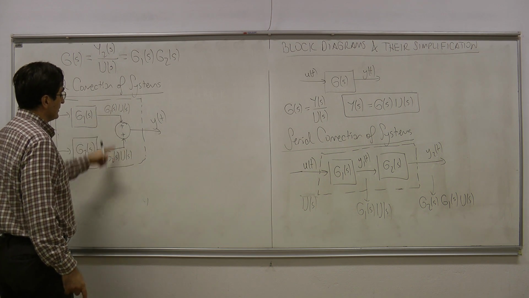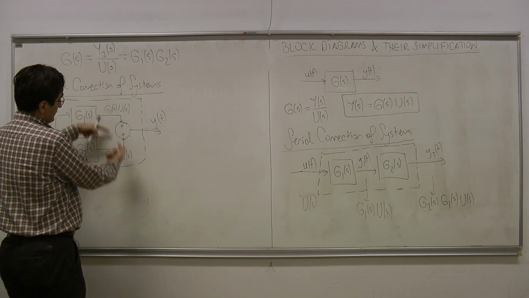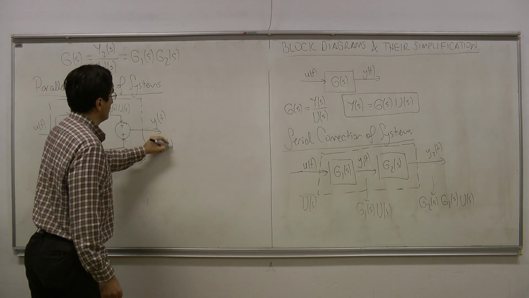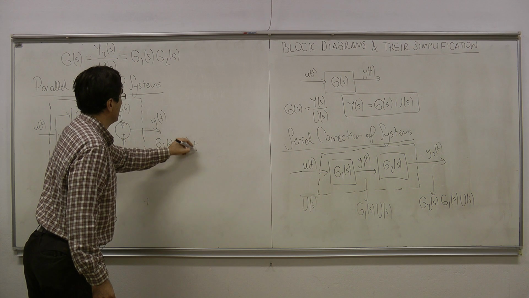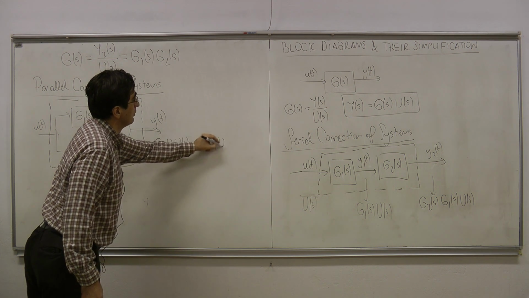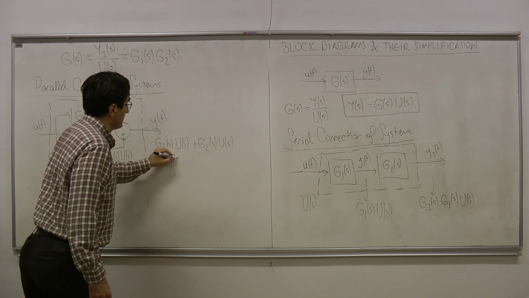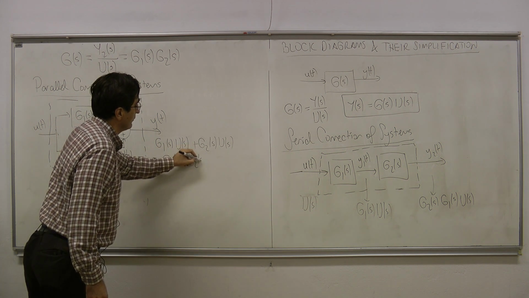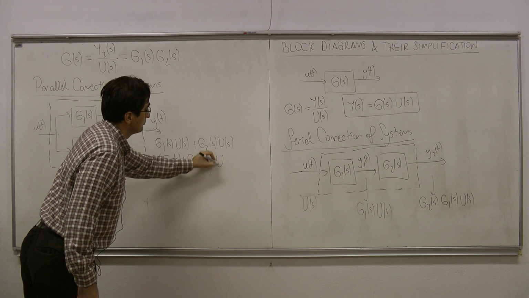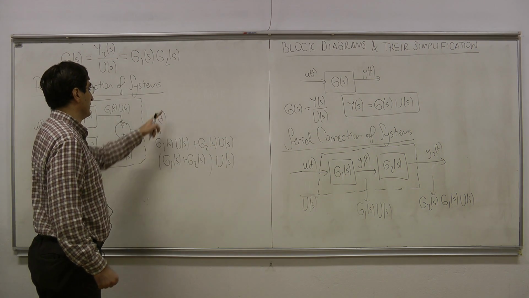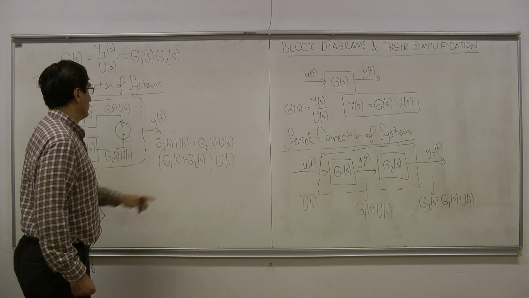And then I'm summing these, which means just the summation of these two signals, and that is going to be G1(s) U(s) plus G2(s) U(s). But I can take U(s) out in parentheses: (G1(s) plus G2(s)) times U(s). So this is my Y(s) here. This is Y(s).